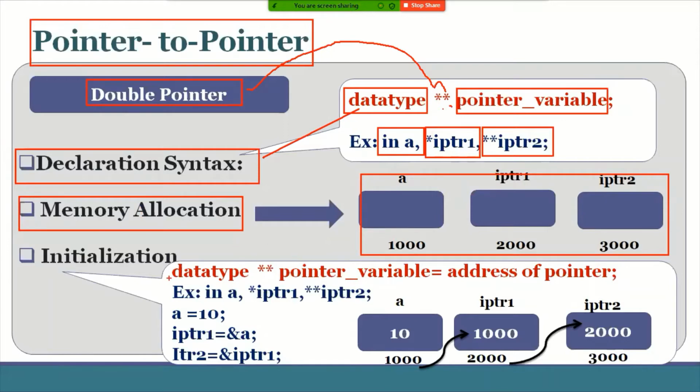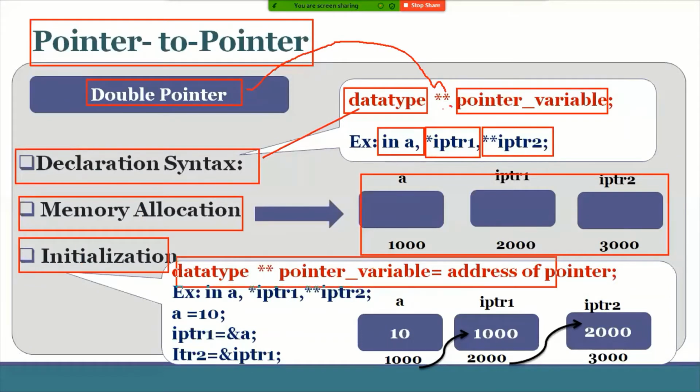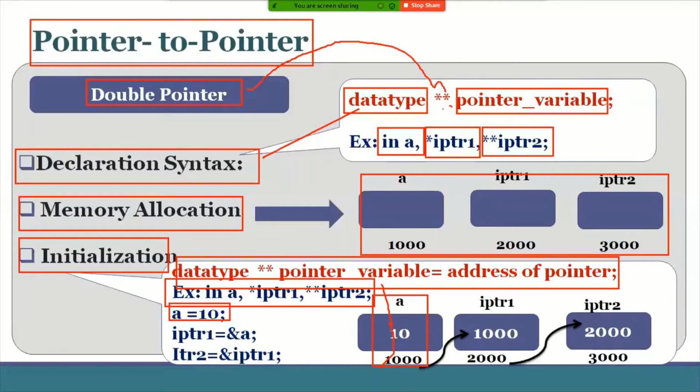Now we will see the initialization concept. Before using a double pointer, we need to initialize it. So how to initialize? Data type, pointer variable, and address. Example: A, PTR1 and PTR2. A is 10, which you can understand by seeing this particular diagram. A's value is 10 and its address location is 1000. And IPTR1 is a single pointer initialized with the ordinary variable, so this 1000 is given to IPTR1.